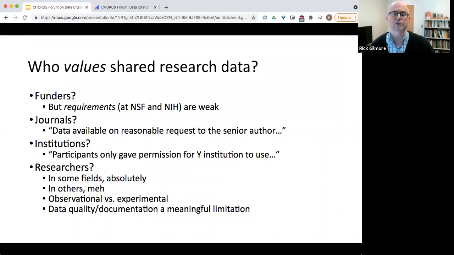Institutions, as the formal legal recipients of grant funding, should value research data, but another paper from the same research group explained their inability to share data because participants had only given permission for specific researchers at Institution X or their collaborators to use. Now, researchers value shared research data in some fields because it would be impossible to do their work without it. But in others, especially those that I work within, shared research data is not as highly valued, at least relative to newly created data. That's especially true for experimental data where manipulations can be highly specific and are often not well documented. So what should we do?